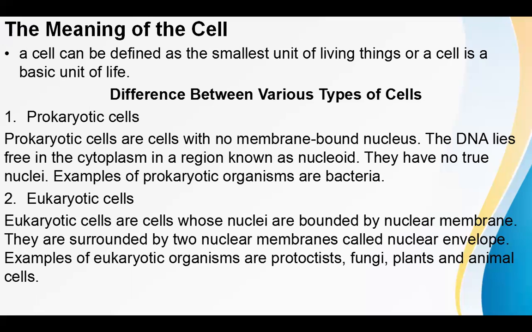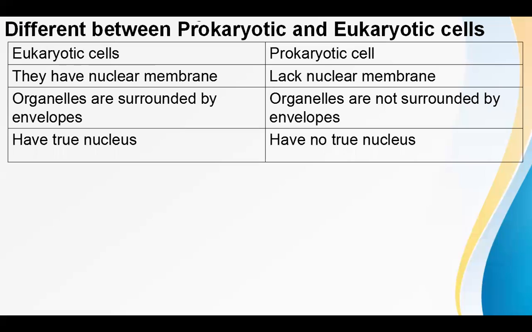Eukaryotic cells are cells whose nuclei are bound by nuclear membrane. So they are surrounded by two nuclear membranes called the nuclear envelope. Examples of these eukaryotic organisms are protists, fungi, plants, and the animal cells. Let's see the difference between these two, prokaryotic and eukaryotic cells.